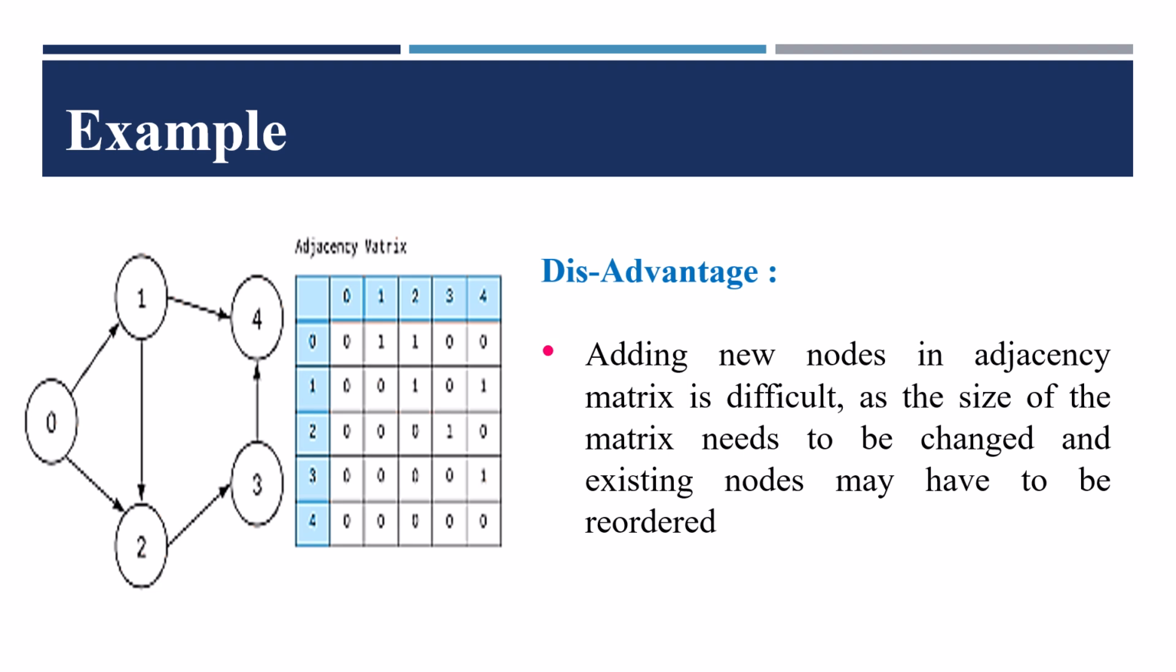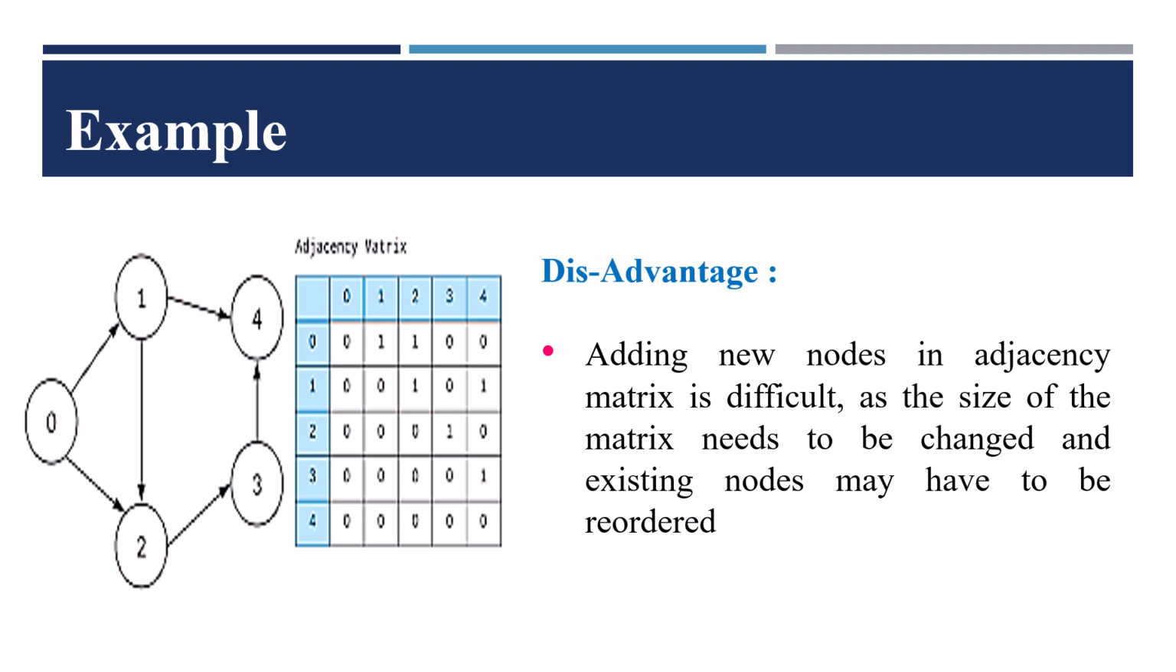Similarly, row 2 has 1 only at column 3. It means that node 2 connects only to node 3, and row 3 has 1 at column 4. So node 3 connects only to node 4. Row 4 has all 0s. It means that node 4 doesn't connect to any other node.